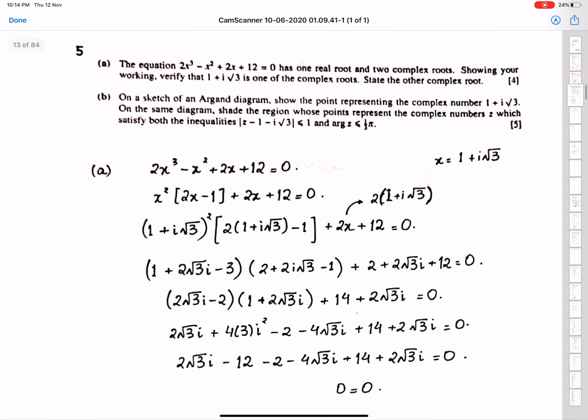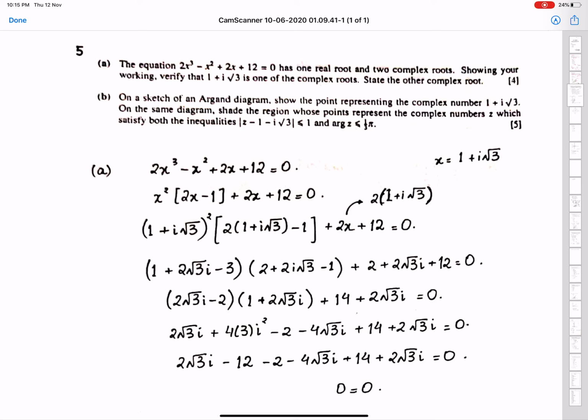Question number 5. Well, in this question, we have this equation 2x cube minus x square plus 2x plus 12. This is the repetition of question number 1. We did this thing in question number 1. Question 1 is in fact similar to this question.